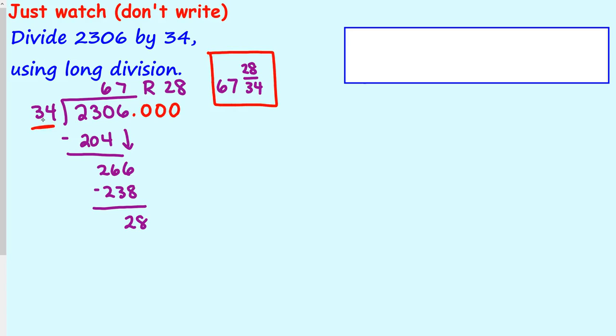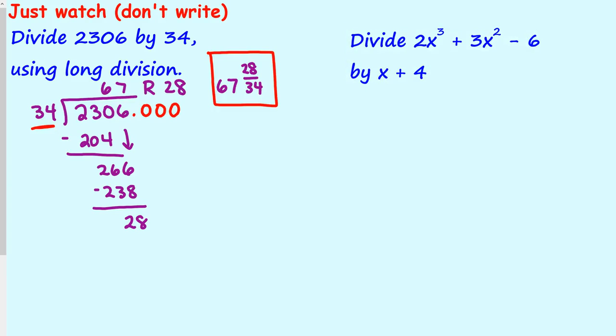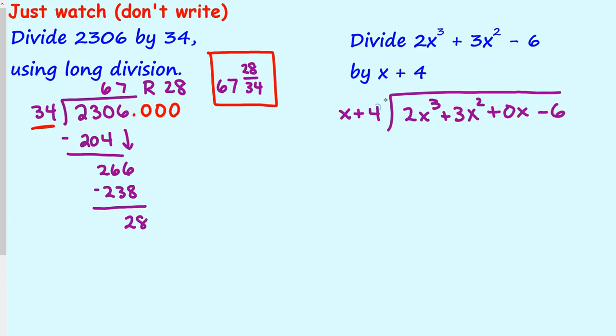Okay, so that relates to polynomial long division. Here's an example. We're going to take this polynomial and divide it by x plus 4. So here's how we do it. What we're dividing, I believe that part is called the dividend, goes in the little box thing. Now I'm going to put a placeholder in there for my x term, so 0x. And then what we're dividing by, the divisor, goes on the outside.